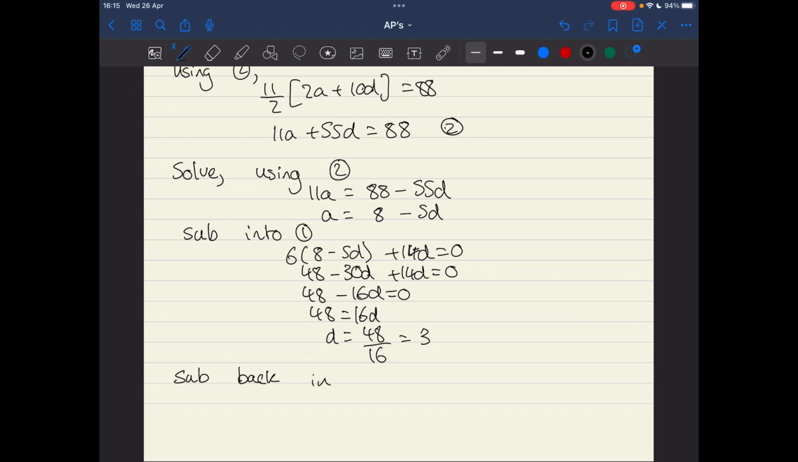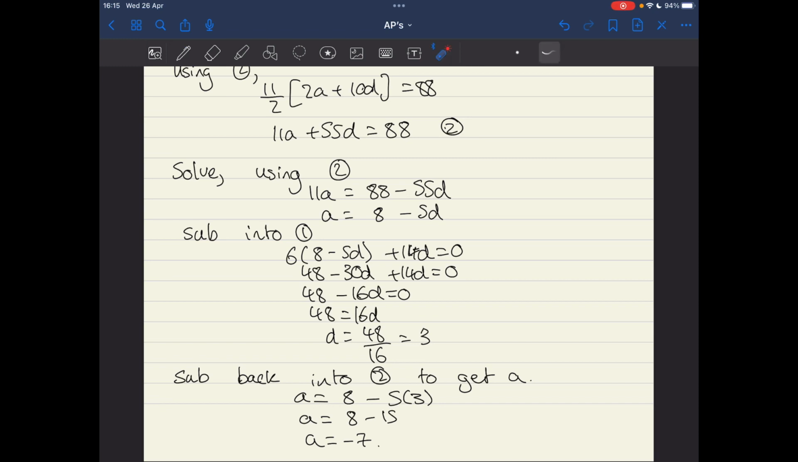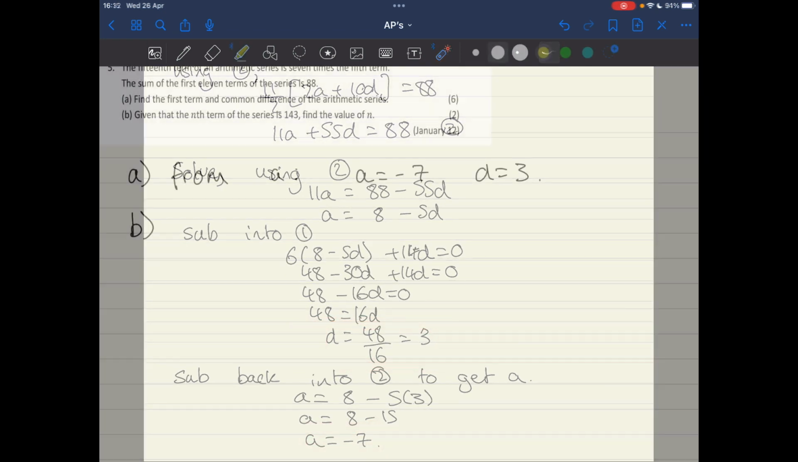into 2 to get A. So A is equal to 8 minus 5 bracket 3. So A is equal to 8 minus 15. A is equal to minus 7. And that's your answer. So we got D is equal to 3 and A is equal to minus 7.